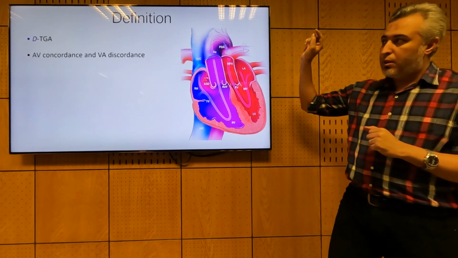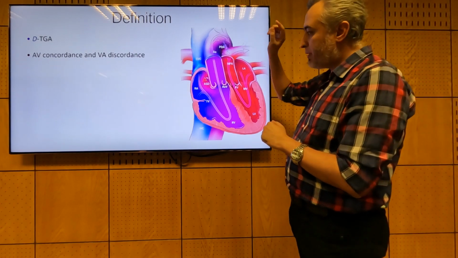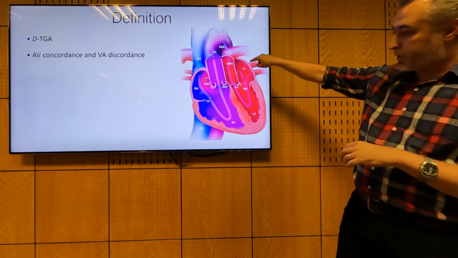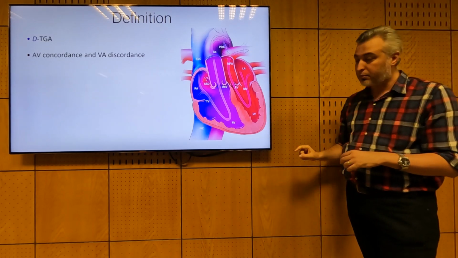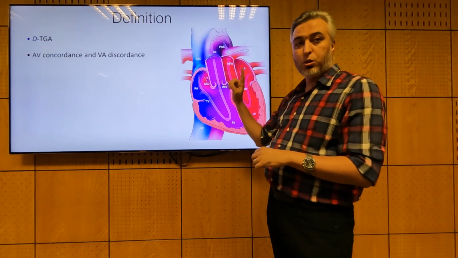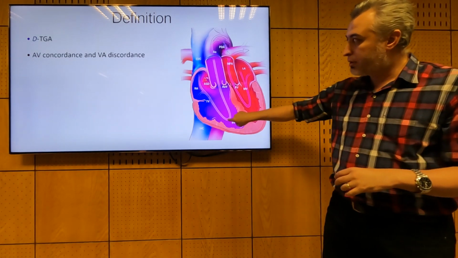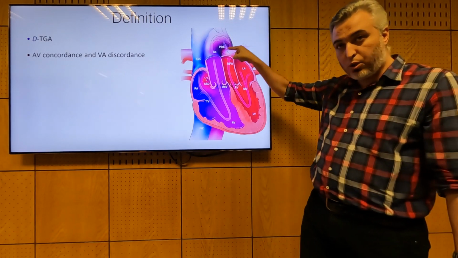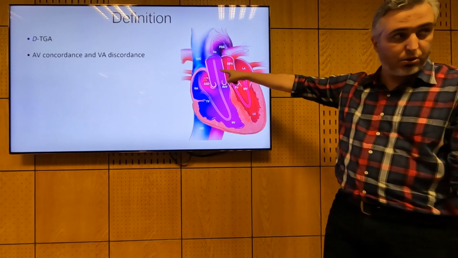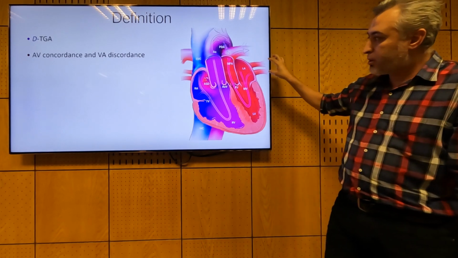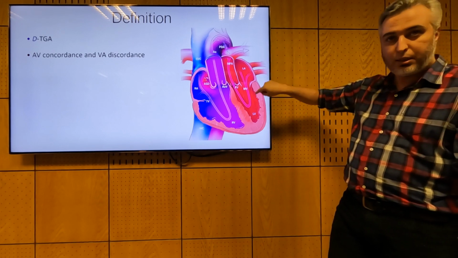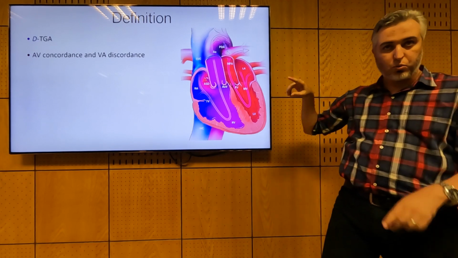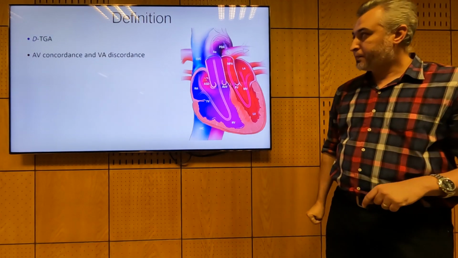Patients with DTGA have AV concordance, by which we mean that the right atrium is connected to the morphologic right ventricle, and the left atrium is connected to the morphologic left ventricle. But then there's VA discordance. The right ventricle is connected to the aorta, pumping deoxygenated blood back into the systemic circulation, while the already oxygenated blood coming back from the lungs, left atrium, left ventricle, will go back through the pulmonary artery again to the lungs. So we're going into two parallel circulations here, okay?